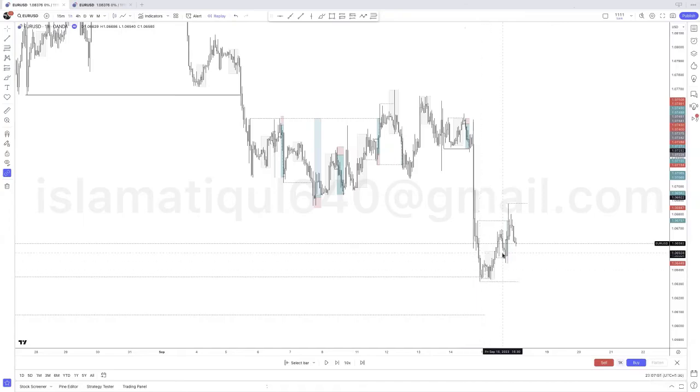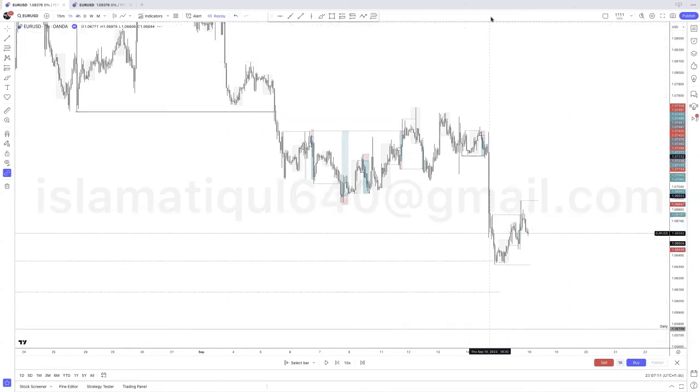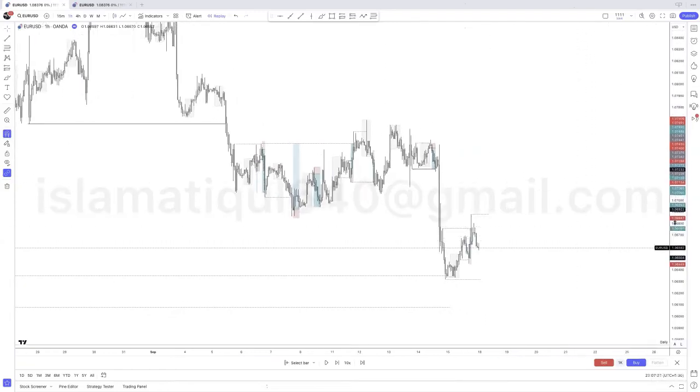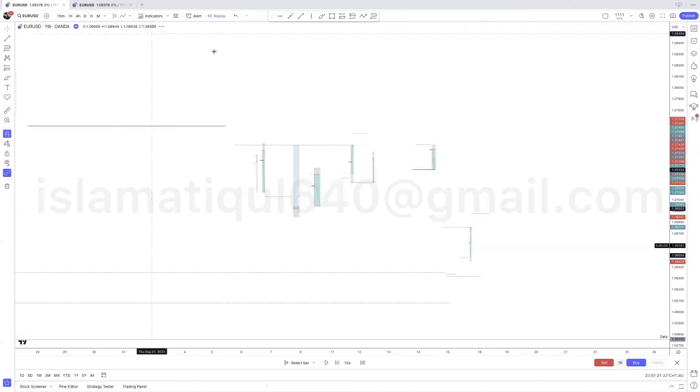Then on Friday, it runs inside of the range, like I said. So what was the range? From here to here. It runs inside of the range. That's it. So see, it's a combination of SNR and SMC. When I say SMC, it's ICT stuff. I haven't learned SMC from anyone else, only from ICT. Let's go to weekly.